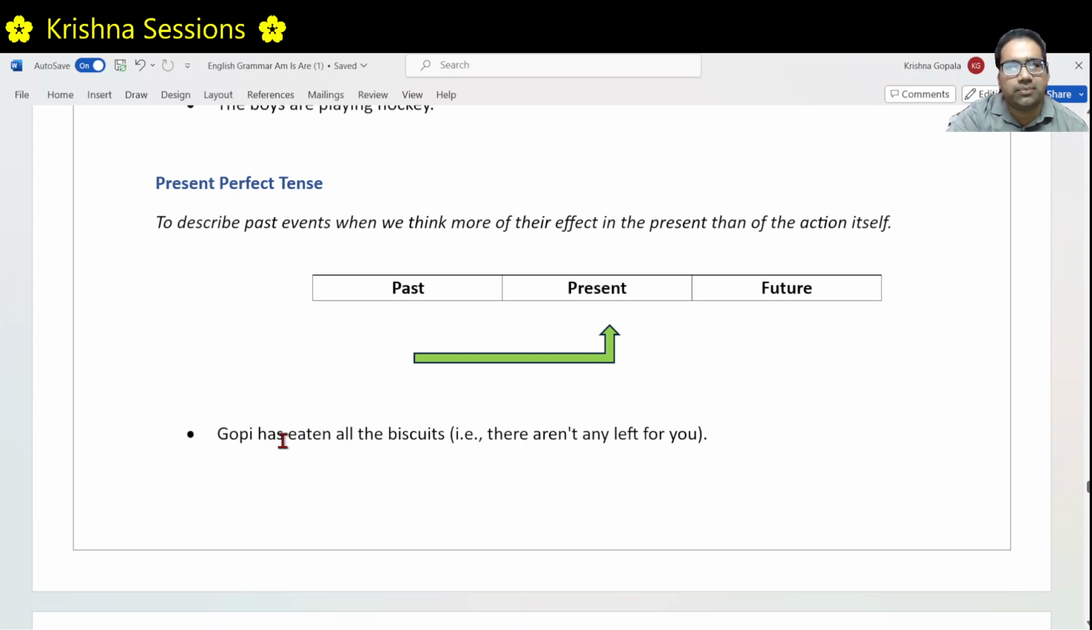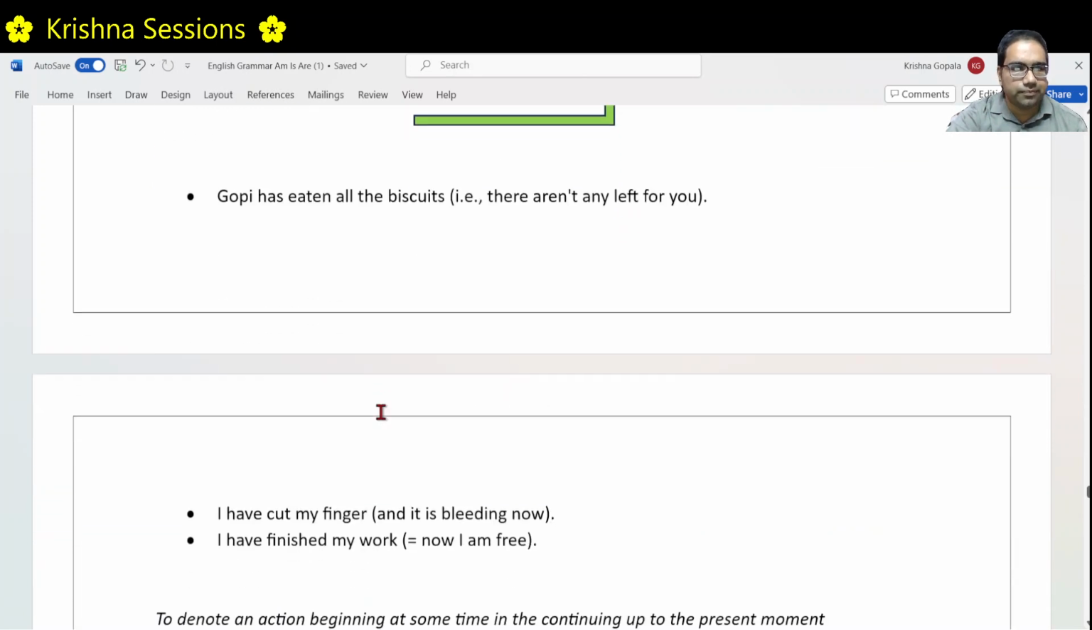What does this mean? When you make this statement, that means there aren't any left for you. You are not happy. There are no biscuits. That's why you are saying Gopi has eaten all the biscuits. The action, that eating of biscuits, has already happened. But the result of it is now. That means at this point you don't have biscuits. There is a link between the action that has happened and the result of it. The result should be in present.